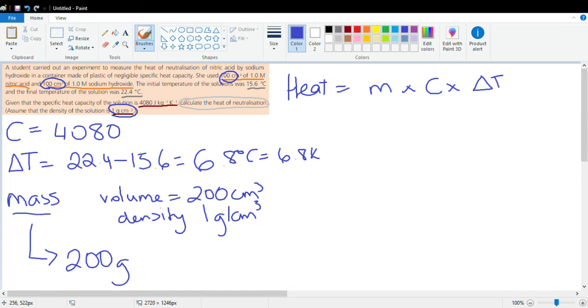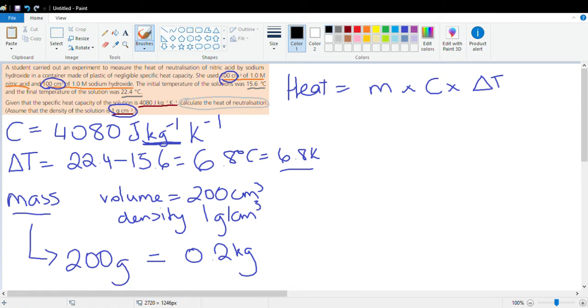And of course we know that we need to match up our units here. My units for specific heat capacity are joules per kilogram per Kelvin. So I've already matched up my Kelvin here. It's the same as degrees Celsius. My 200 grams, I need to convert it to kilograms, is equal to 0.2 kilograms.